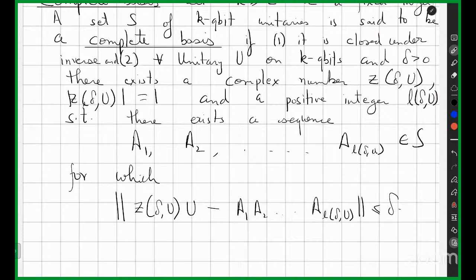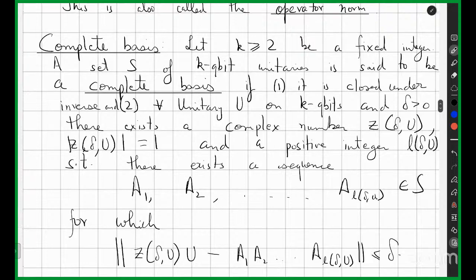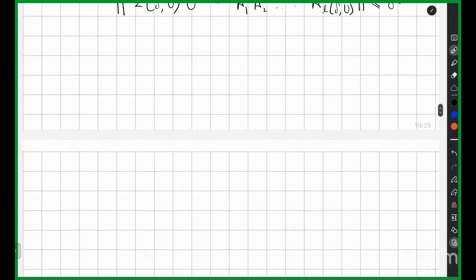So that's the definition. The definition of a complete basis is that, fix a K, it's a complete basis if every unitary on K qubits can be approximated to arbitrary accuracy. Fine. That's the definition of a complete basis. So the next question is, does a complete basis exist? It would not be useful if it did not exist.